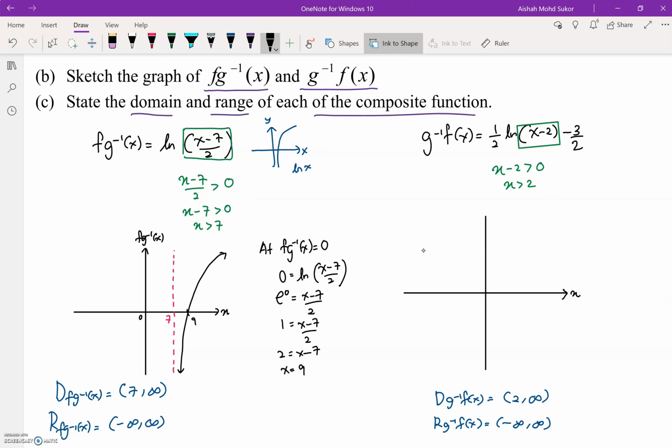To sketch the graph, we know that our graph will exist at x greater than 2. So at x equal to 2, there will be a vertical asymptote. By looking at the graph, we have a positive ln and a positive x. So our basic shape of the graph will look like this. So this is our graph.